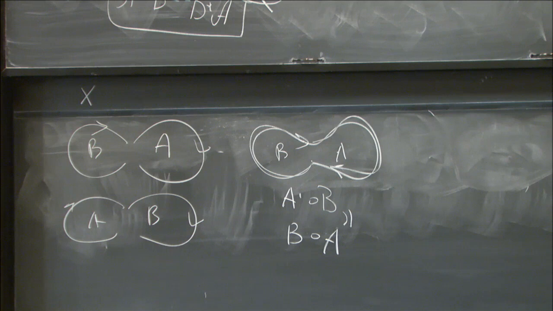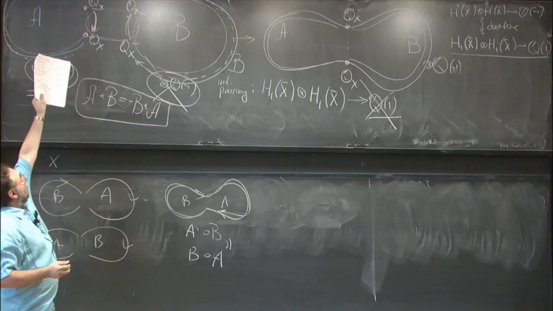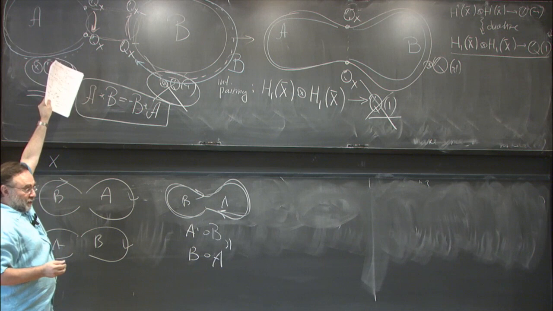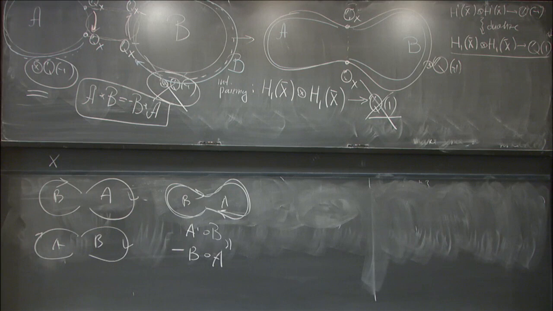OK? But where is the minus sign? The minus sign comes from the fact that I have to take this intersection pairing. I have to pair left arrow with the right arrow on the first picture and right arrow with the left arrow on the second picture. It's skew-symmetric, so you get the minus sign. So it's actually minus that. So I already defined, therefore, a part of the Lie bracket which does not involve delta.